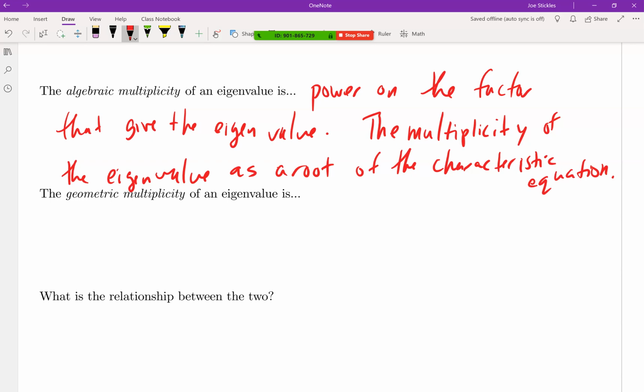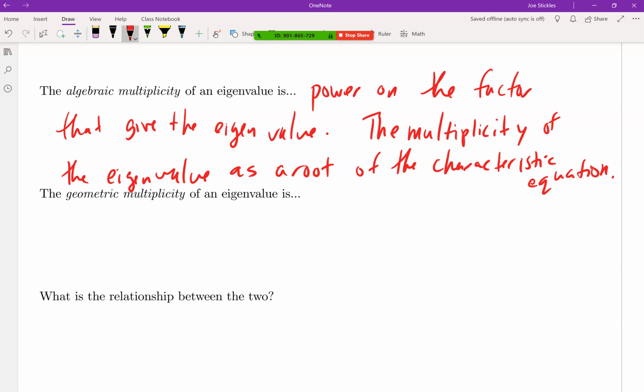You've talked about, well, at least you should have talked about multiplicities before in Algebra 2 class or in a pre-calculus class or college algebra class. The multiplicity is just that power on the factor that gives you the root. So in that previous example, the multiplicity of lambda equals 2 was 1 because the power on the lambda minus 2 factor was 1. The multiplicity of 3 was 2 because the power on the lambda minus 3 factor was 2. Okay. So algebraic multiplicity is the multiplicity that you're used to.